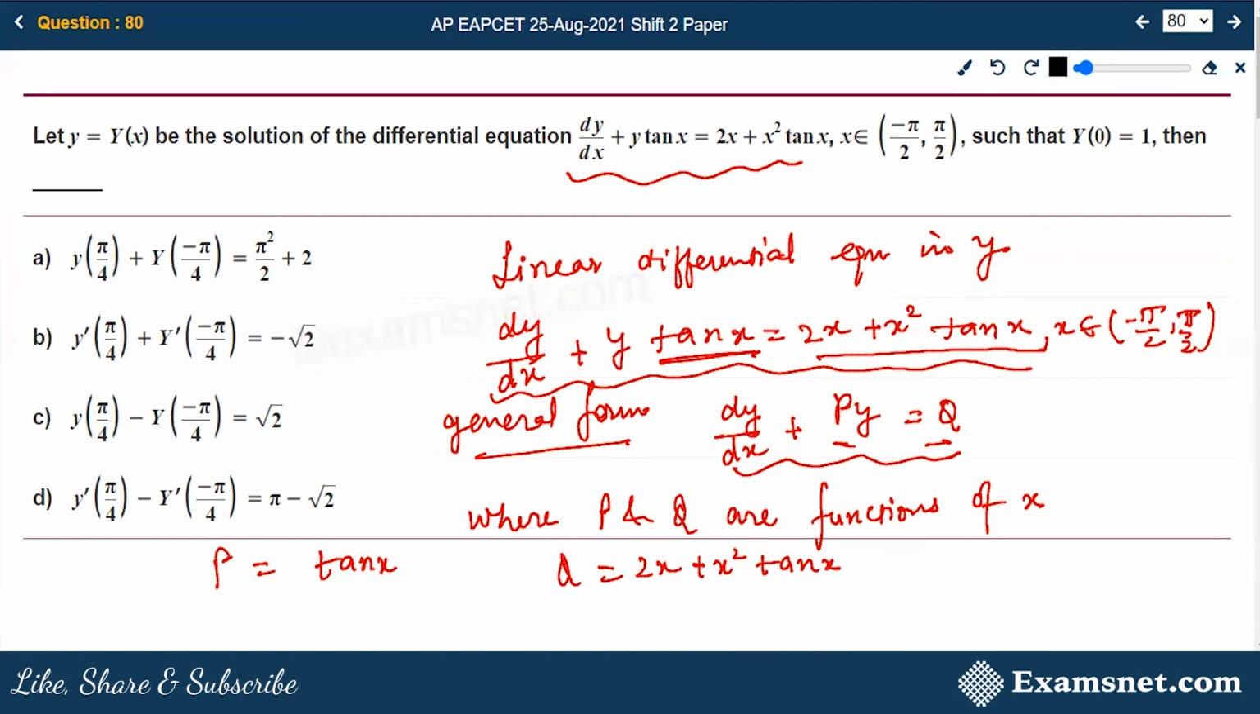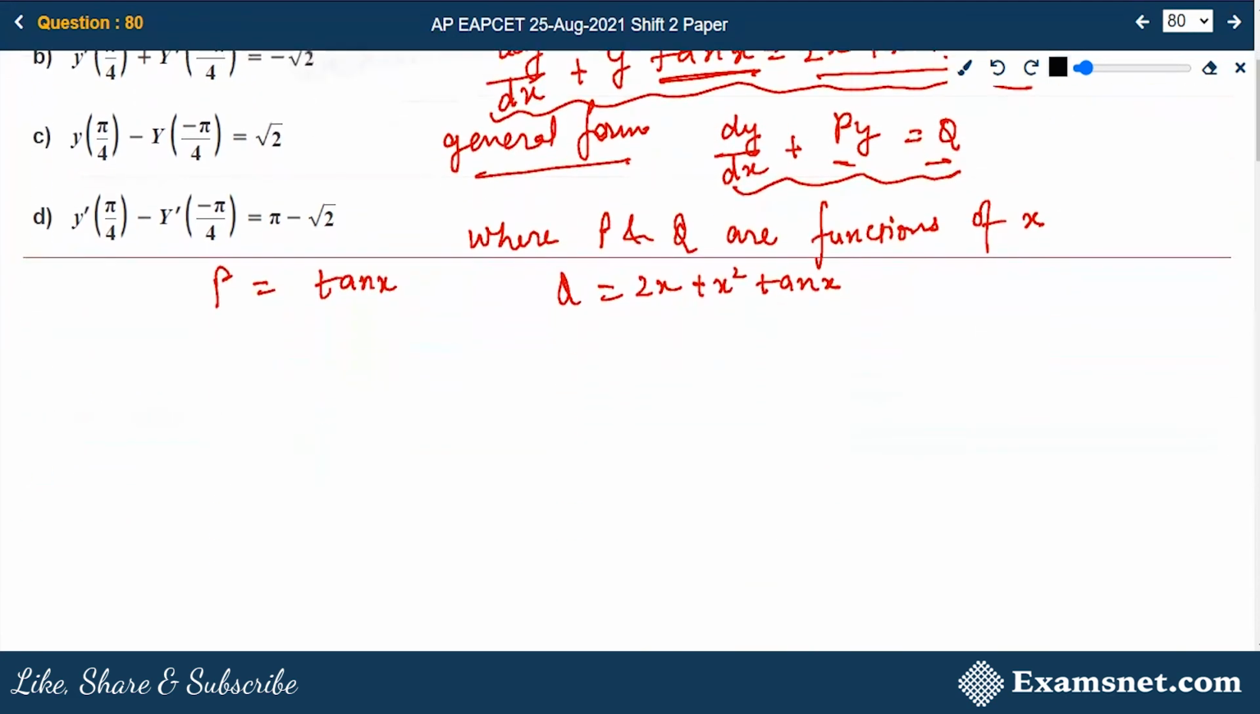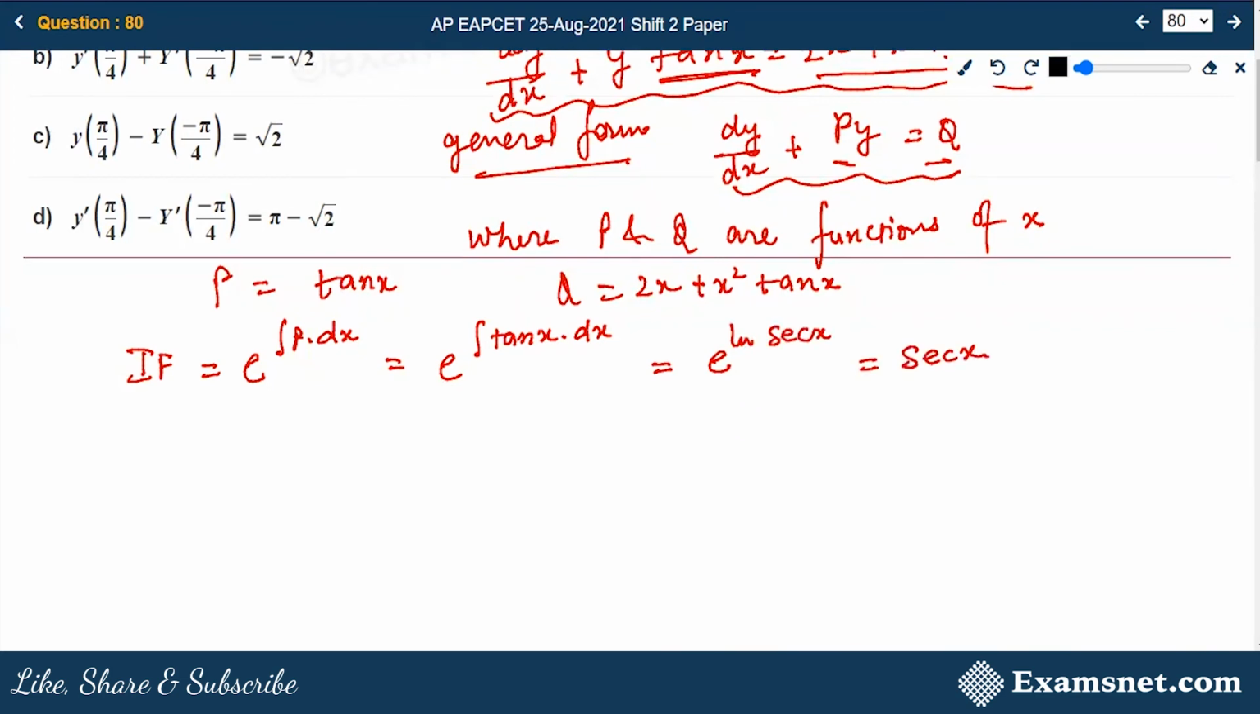To solve this question, you need to find the integrating factor. IF is the integrating factor, that is always e raised to power integral of p dx. So e raised to power integral of tan x dx. What is the integral of tan x? This is e raised to power log secant x, which is equal to secant x.